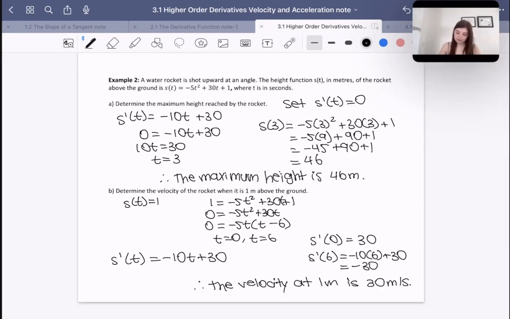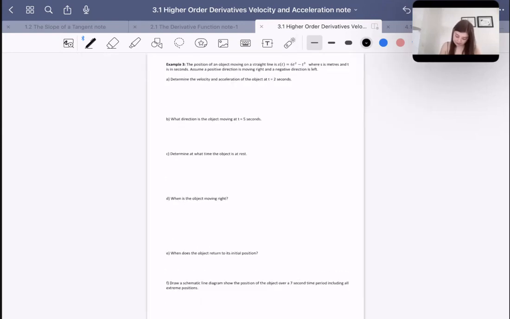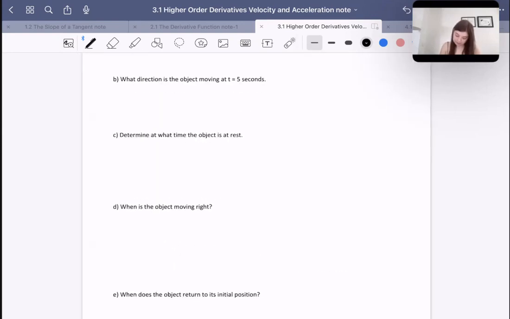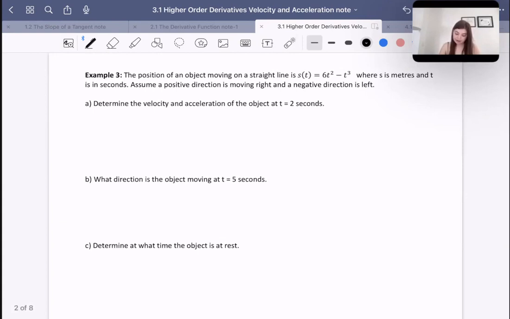All right, let's move on to another example. This one has a bunch of different parts to it, and let's see if we can do it. It says the position of an object moving on a straight line, where s is meters and t is seconds. Assume a positive direction is moving right and the negative direction is left.